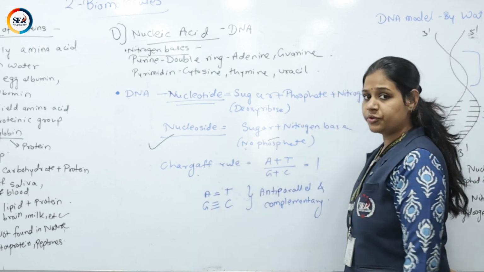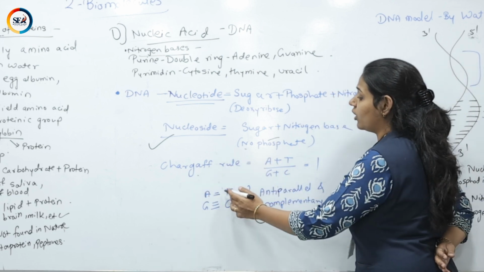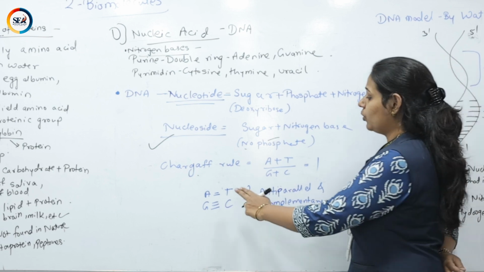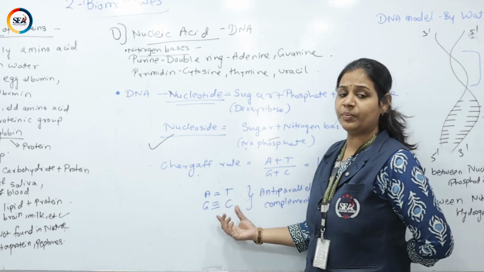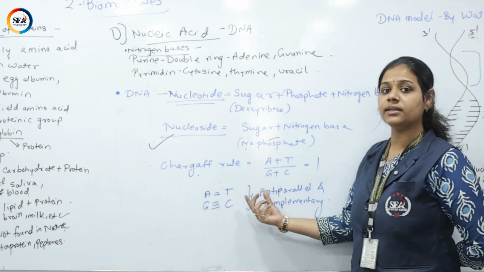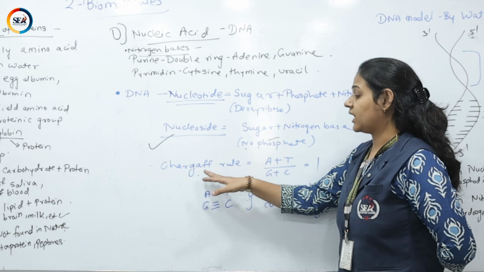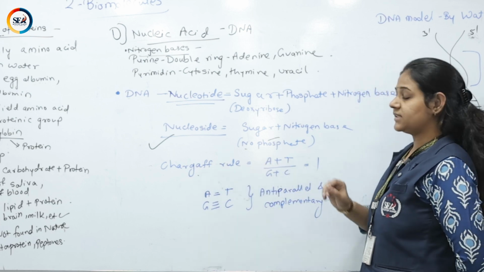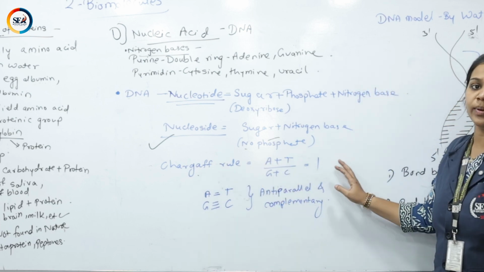What is Chargaff's rule? We know that adenine always pairs with thymine by 2 hydrogen bonds and guanine always pairs with cytosine by 3 hydrogen bonds. One purine always forms a bond with a pyrimidine. So, Chargaff's rule states that A plus G upon T plus C is equal to 1.